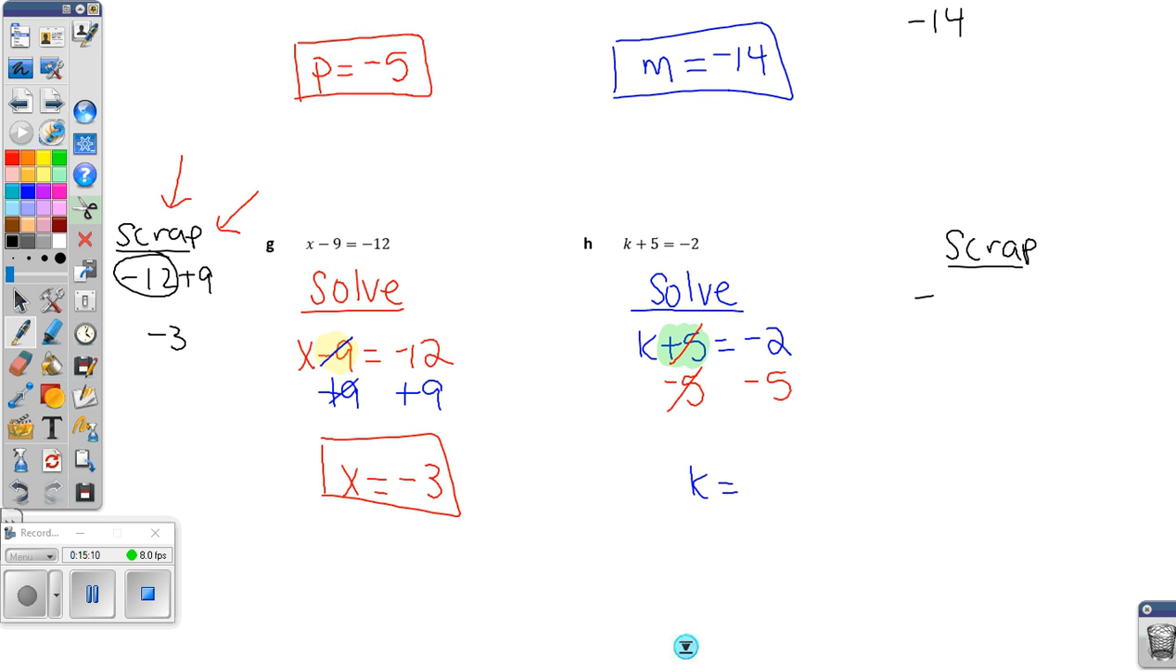So I have -2 take away 5. So I'm subtracting, I'm taking away from a negative number. So -2 plus -5, subtracting is the same as adding the opposite, so that's why I changed that problem. -2 plus -5 is equal to -7. So I'm going to come back over here and write my final answer. K is equal to -7. So that's my final answer for H.